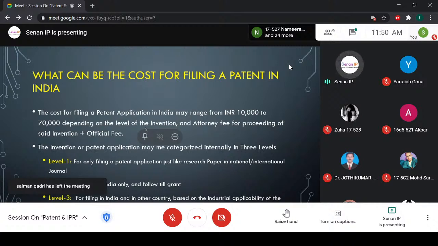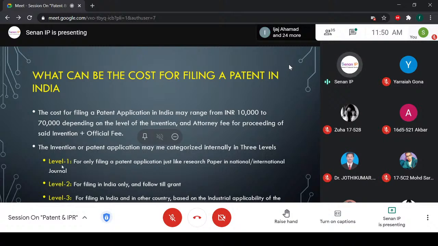If an organization has n number of inventions, like 100 inventions in a year, what should the organization do? Generally we suggest an organization to file patent applications level-wise. How? The inventions can be categorized into level 1, level 2, and level 3.